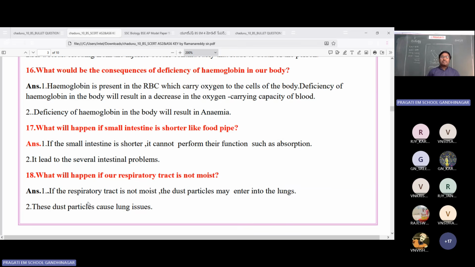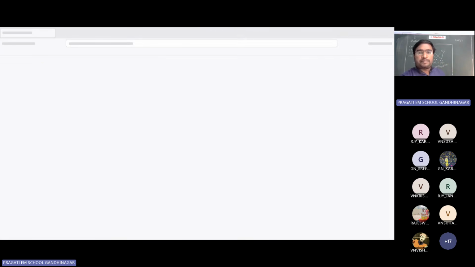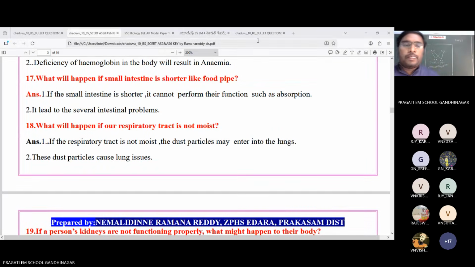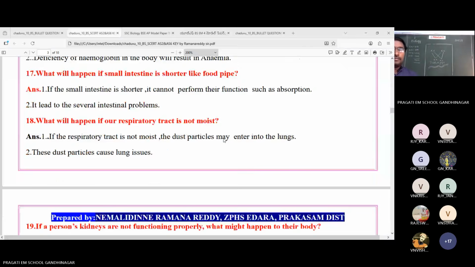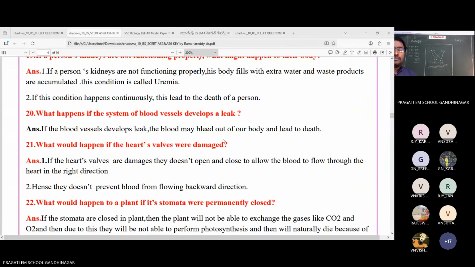And 18th question, very, very important question, children. What will happen if our respiratory tract is not moist? If the respiratory tract is not moist, the dust particles may enter into the lungs, and these dust particles cause lung issues and lung problems. Okay. Next. Nineteenth question.